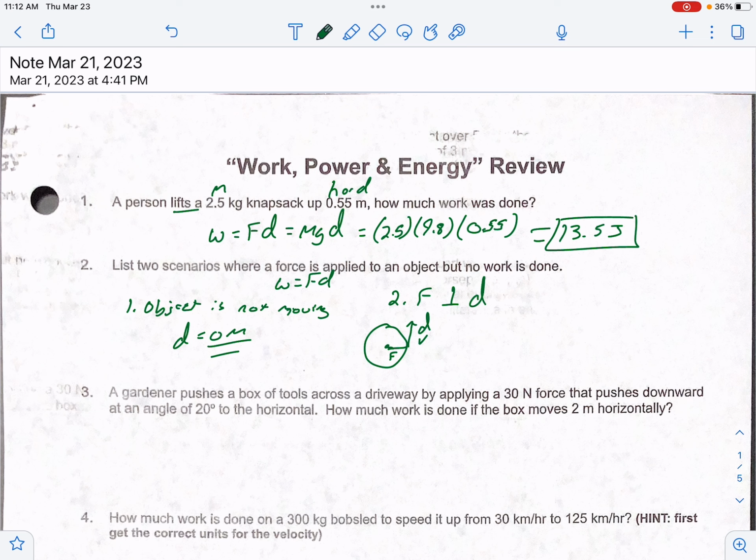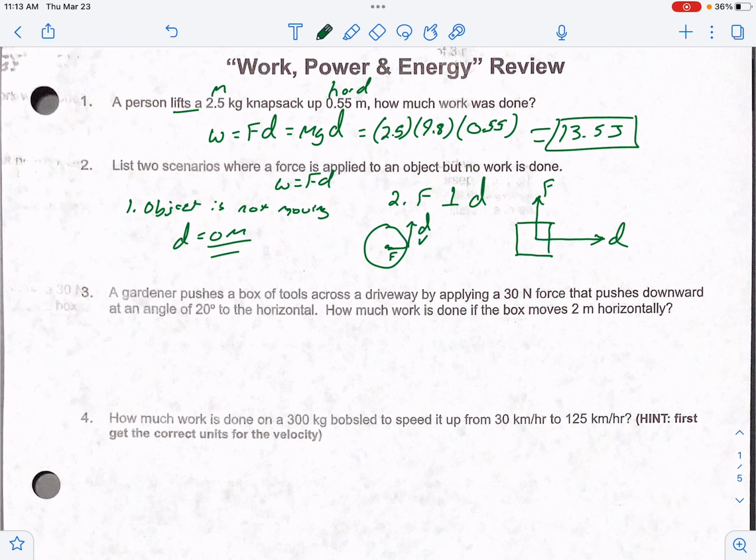Or we had a problem, I believe, in the packet where it was a person carrying an object. Let's just say I'm carrying an object, so I'm using a force to hold the object up, but I'm actually walking towards the right. I'm not actually pushing the box to the right. The box is just being held up by me and then going with me in that direction. So my force and my distance are not in the same direction, so therefore no work is being done.